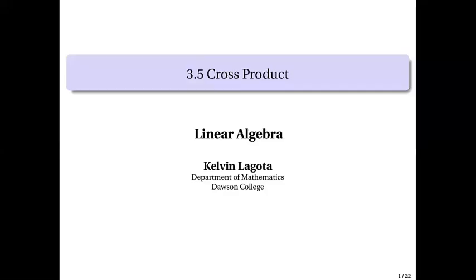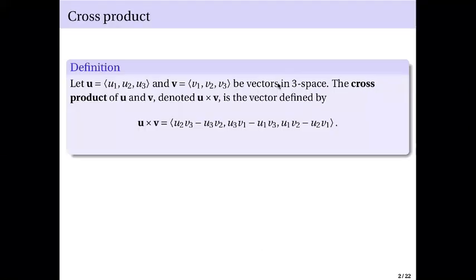So for today, we'll be doing section 3.5 of our course. This is the cross product, which is another operator on vectors. But to be more precise, we only operate on vectors in three-space. So this cross product only applies to vectors in three-space. Okay? So how do we define this cross product? Let's start with the definition here.